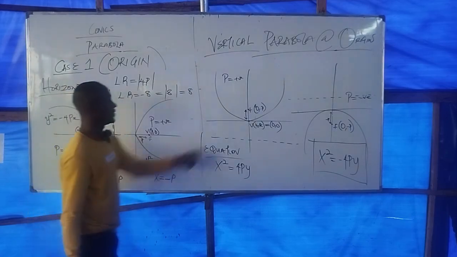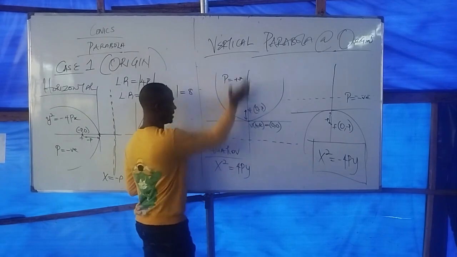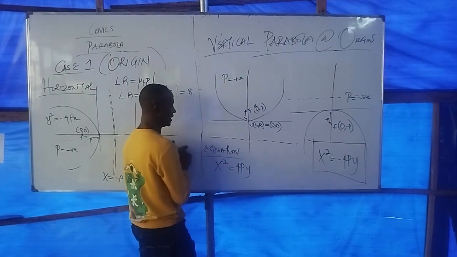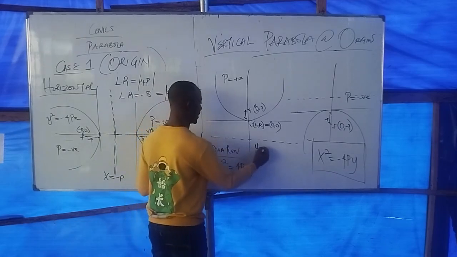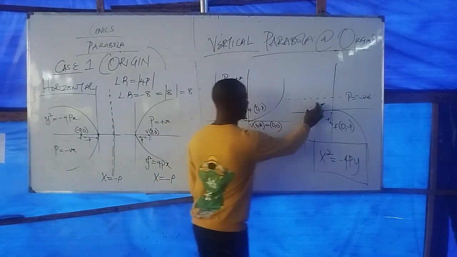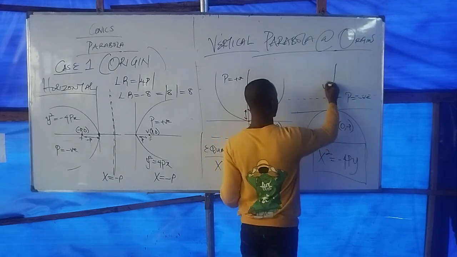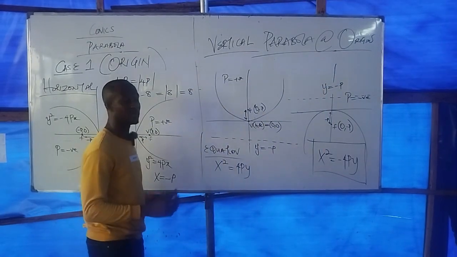Minus p. Now for this, what you notice here, the directrix is cutting the parabola on the y-axis. The equation of the directrix becomes y equals minus p. So likewise for this one also, the equation becomes what? y equals what? Minus p. Alright.